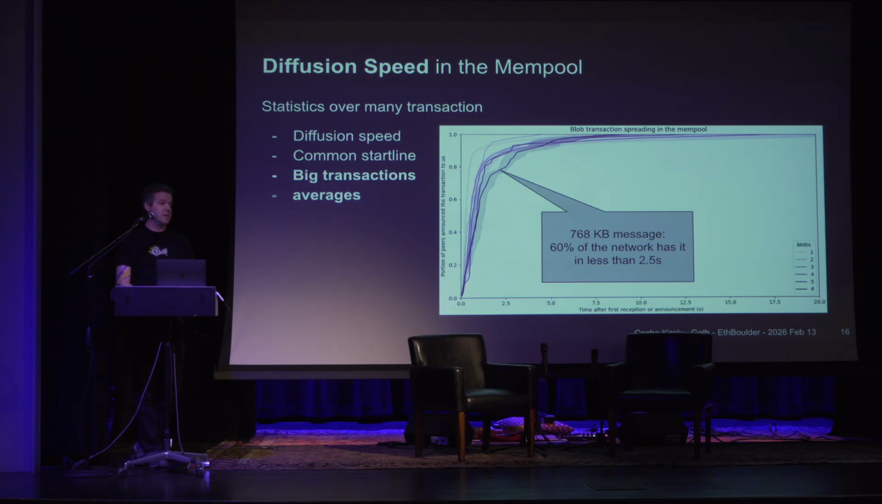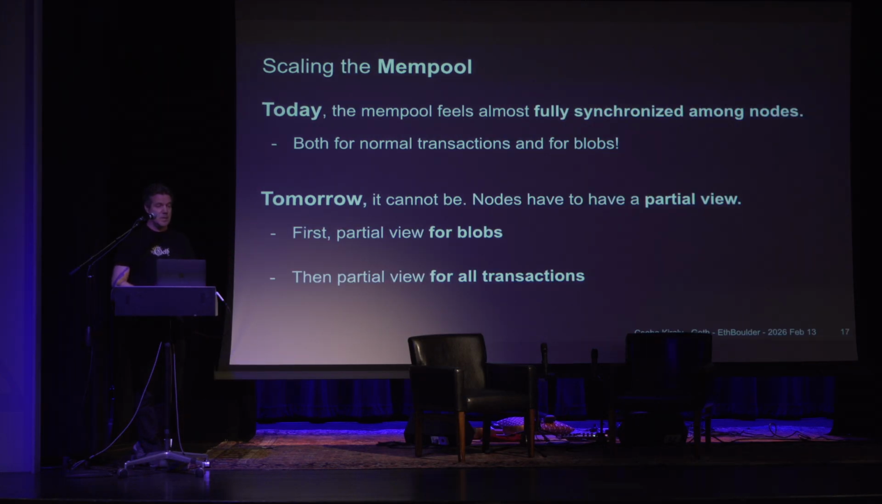Except that we want to scale. So we want to push more blobs. We want to have smaller slot times, and so on and so forth. And then these curves will be much worse. So we need to do stuff. So what can we do?